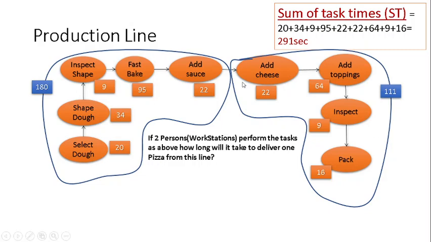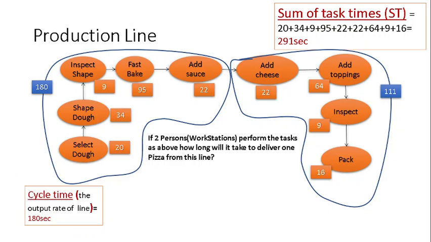Suppose that we split the tasks here into two groups, and we assign those tasks to two different people or two different workstations. The first one, to the left, the first group, adds up to 180 seconds, and the right group adds up to 111 seconds. So we have here two groups of tasks, two workstations perform those tasks, and if we calculate now the cycle time, you will see that, as we said, it is the output rate of the line. Now, the output rate of the line here is 180 seconds.